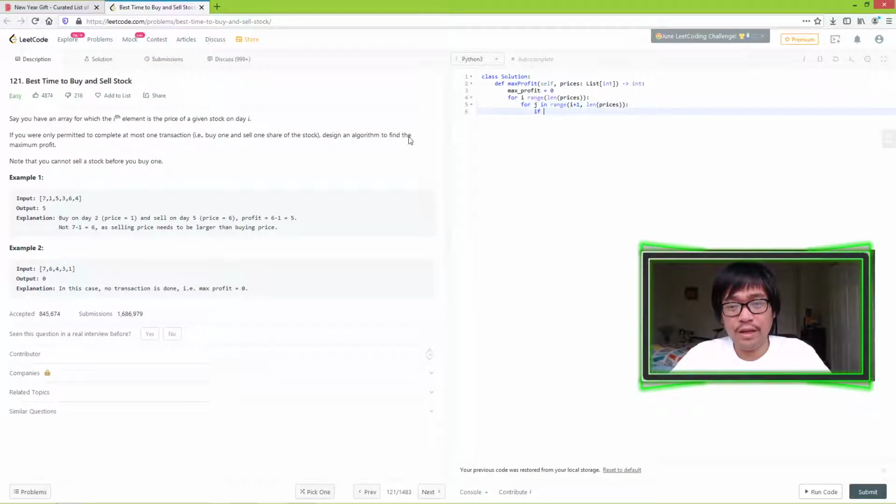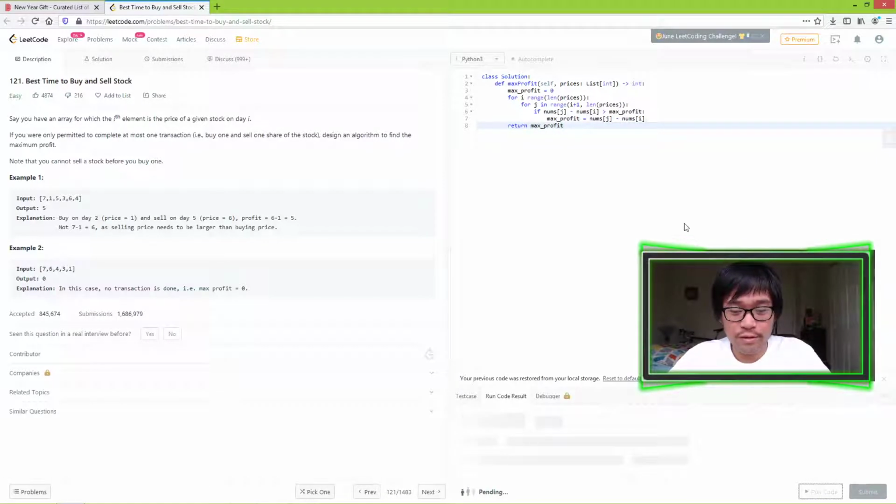So if nums of j minus nums of i, actually my bad, if nums of j minus nums of i is greater than the max profit, then we're going to store the max profit as that value. Max profit is equal to nums of j minus nums of i. Okay, and then we'll return max profit, and that will be the brute force solution.